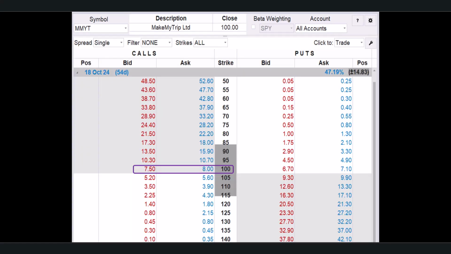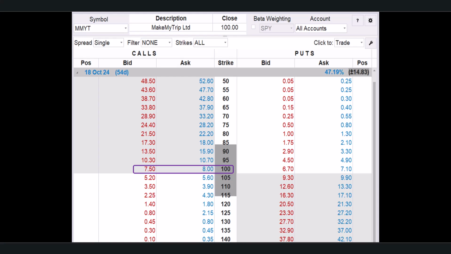Here is the MMYT option chain for October 18. MMYT closed at 100 even on Friday. That means any calls on the list from 50 to 95 are in the money. Let's take a look at the profit potential for purchasing the 100 strike call, which is the closest strike to the current price of the stock.